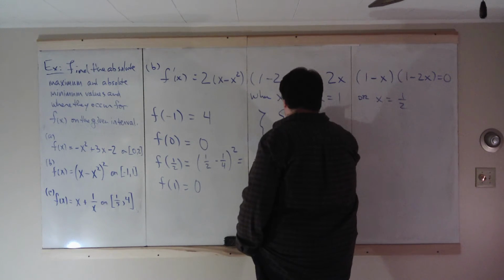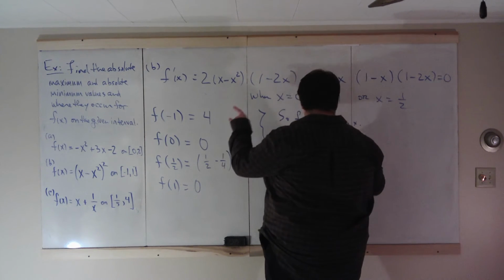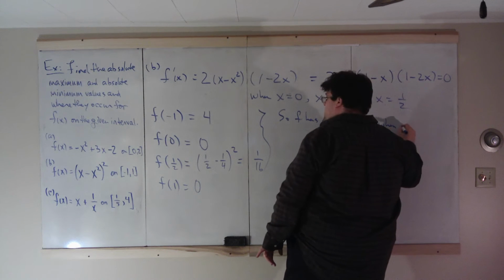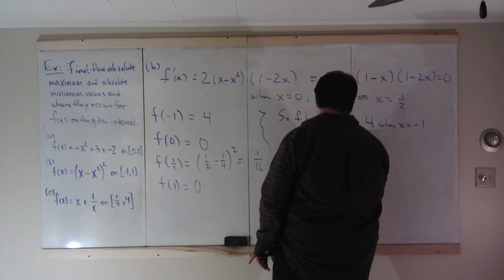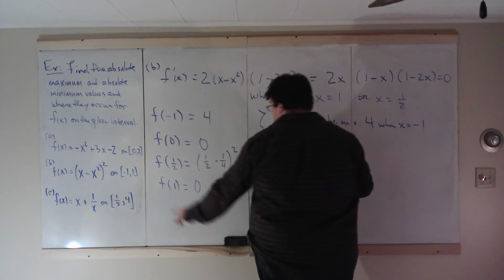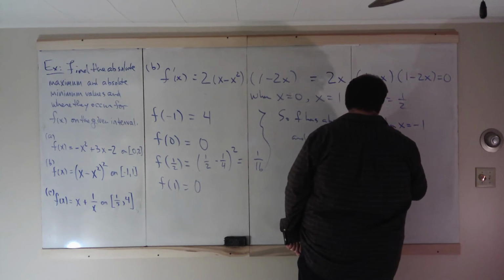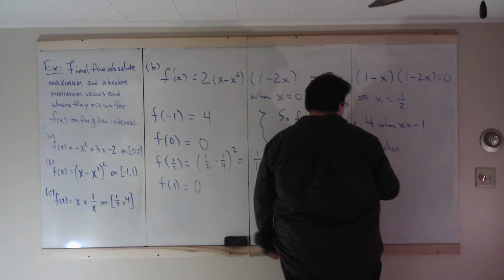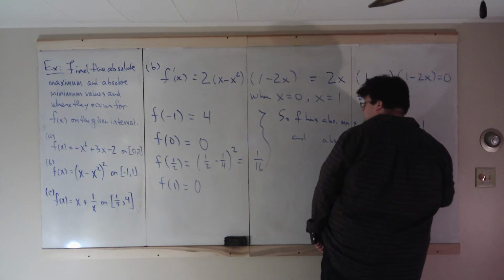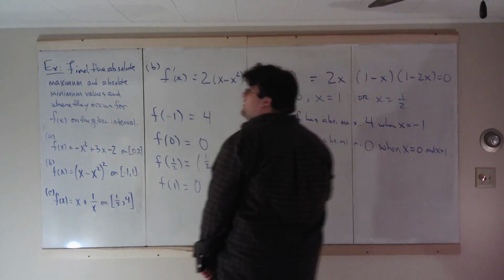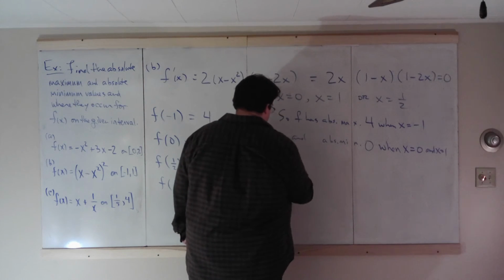So f has absolute maximum. Largest is 4 when x equals -1, and absolute minimum. Notice here the smallest value occurs twice. Well, that can happen. That's okay. Absolute minimum 0 when x equals 0, and it also occurs when x equals 1. So an absolute minimum could occur twice. You know, just take it, maybe as a side remark.